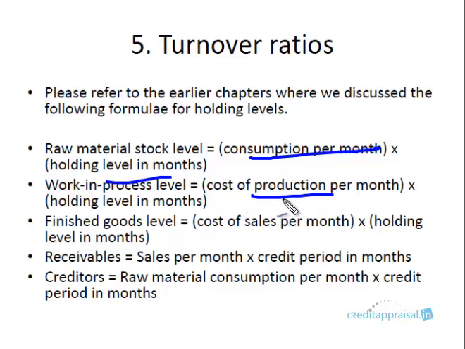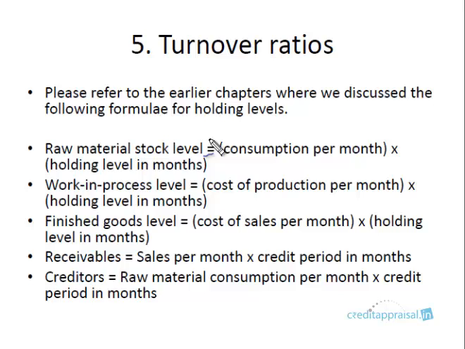Cost of production into holding level in months will give you work in progress level. Cost of sales into holding level will give you finished goods. Sales into the credit period we are giving to our customers will be receivables. And creditors will be raw material consumption into credit period in months. This is the credit that suppliers are giving to us. These are the ratios you already calculated before, so please be comfortable with this. If not, please refer back to the previous segment.